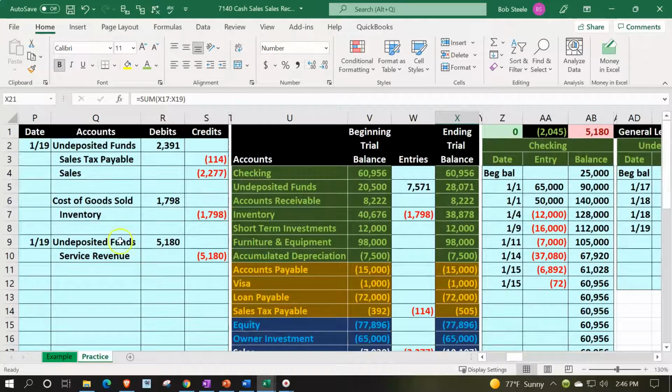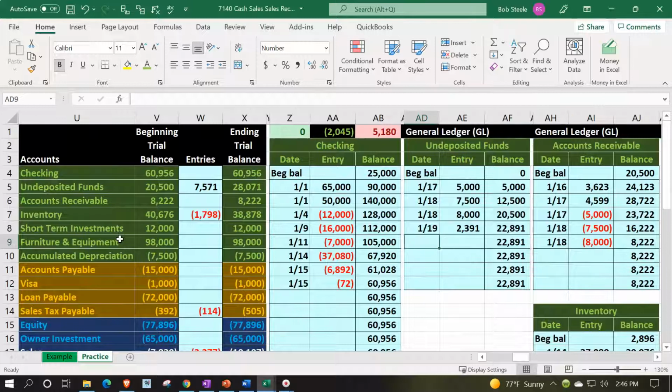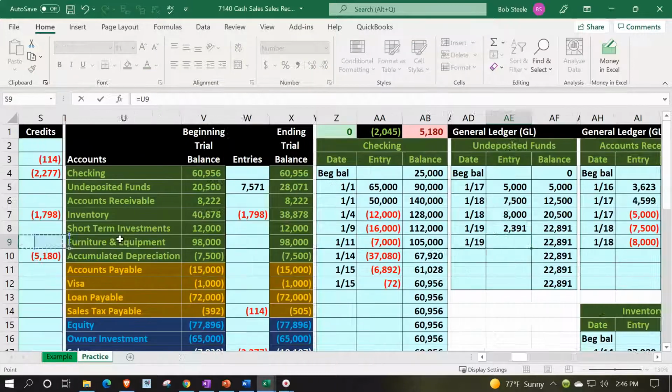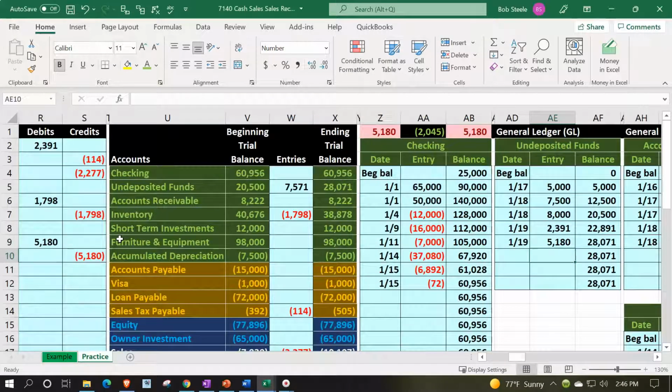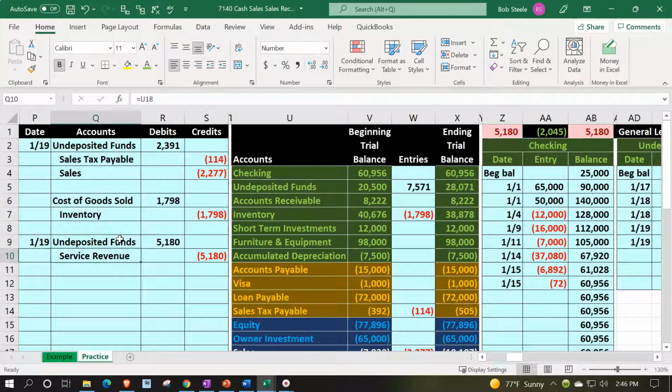Let's post it to the general ledger: undeposited funds, second account on the trial balance, second account on the GL. We're going to say this happened on 1/19. In AD9, AE9 equals left to the wall, 5180. So it goes from 22891 up by 5180 to 28071.